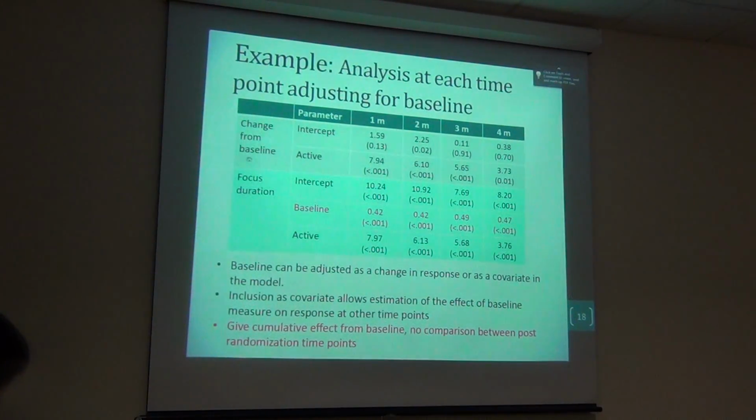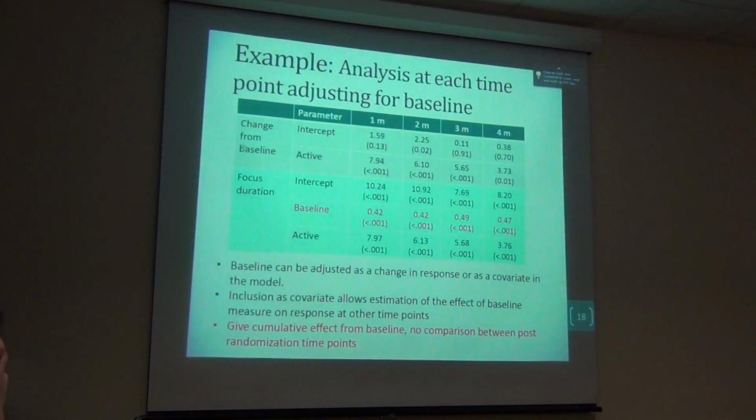In this first set of models, we model the change from baseline to 1 month. And here you can see again that the change in the active group is about 8 minutes longer than the change in the control group. Then the difference goes to about 6 minutes, all the way down to 3.7. So it's a similar pattern to what we saw in the previous analyses, just a different way of looking at the data. And it has a different interpretation now. Here we're looking at the cumulative change from baseline to the different time points at which we measured the response.